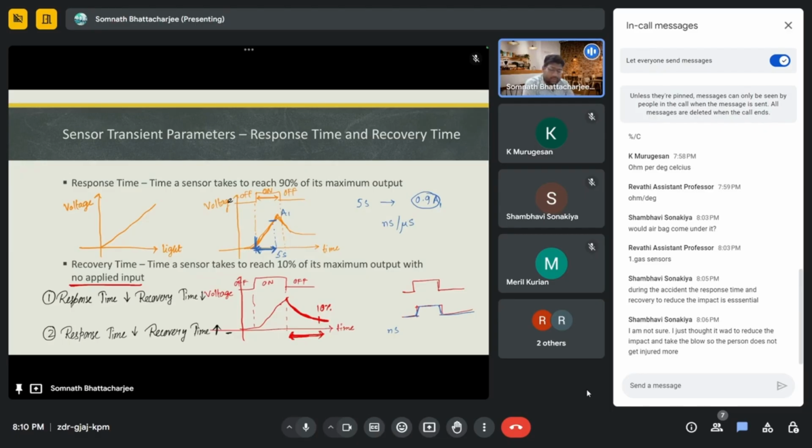So are there any cases where the response time should be low but the recovery time can be high, or it is desirable that the recovery time is a bit higher? I am talking about the second case.